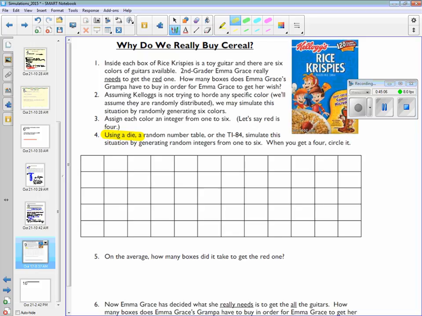But let's go through the process here. If we're going to go step 1, 2, 3, 4, 5, let's do it on the back. What is step 1? On the back, turn it over. Let's state the problem. What's the problem that we're doing? Step 1, state the problem. We're going to simulate the purchase of cereal boxes until I get the red one.